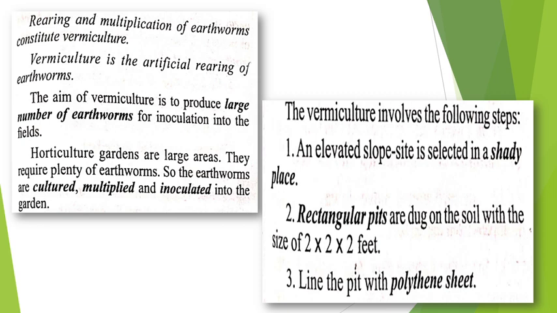The vermiculture involves the following steps. If I am talking about steps, then an elevated slope site is selected in a shady place. Rectangular pits are dug in the soil with the size 2 by 2 by 2 feet. Rectangular pits means these are columns which have a proper hole system for supplying aeration and water. Line the pit with polythene sheet.